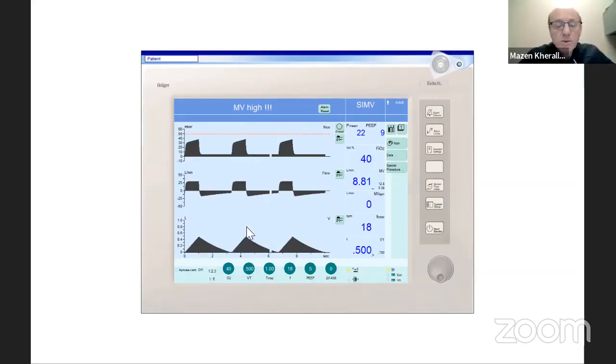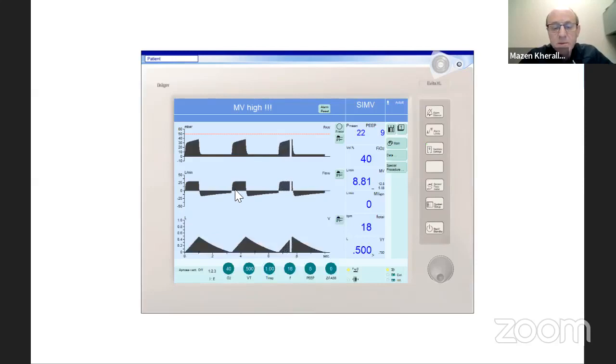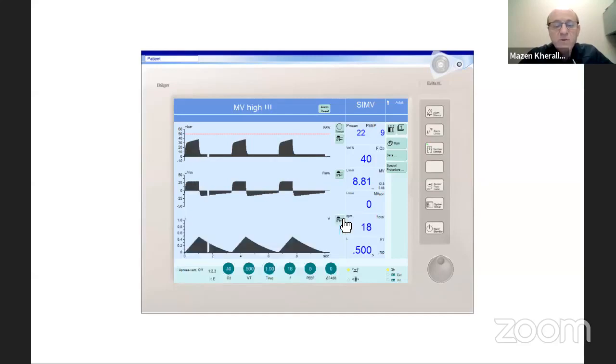So what we need to do is, well, now we have a flow set at 30 liters per minute here, and we need to deliver 500, that takes 1 second. So why don't we deliver this faster? If I go up on the flow, let's just double the flow to 60. Okay, so flow of 60 now, and let's see what happens. Look at this. So we're able to deliver the same tidal volume faster.